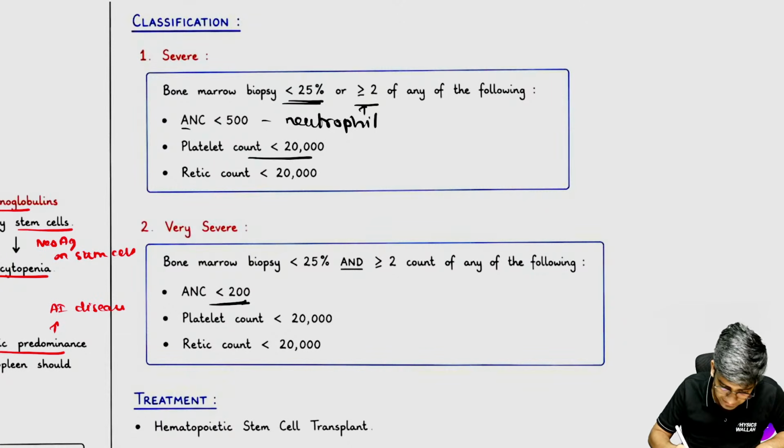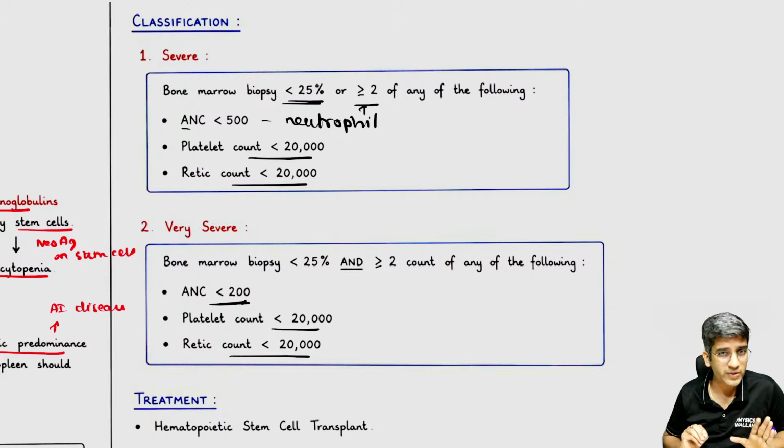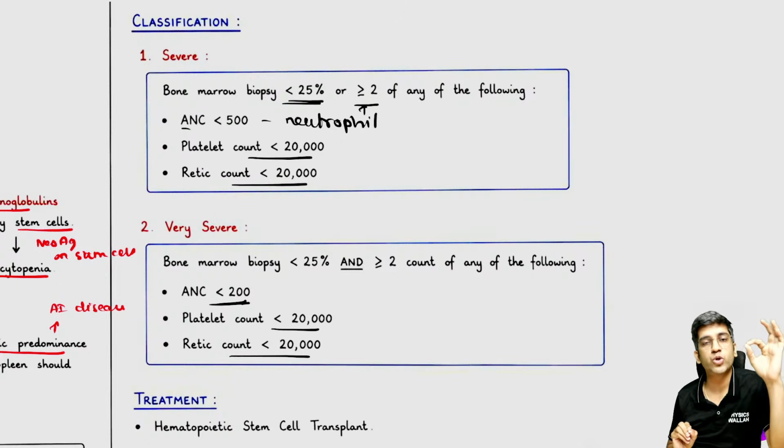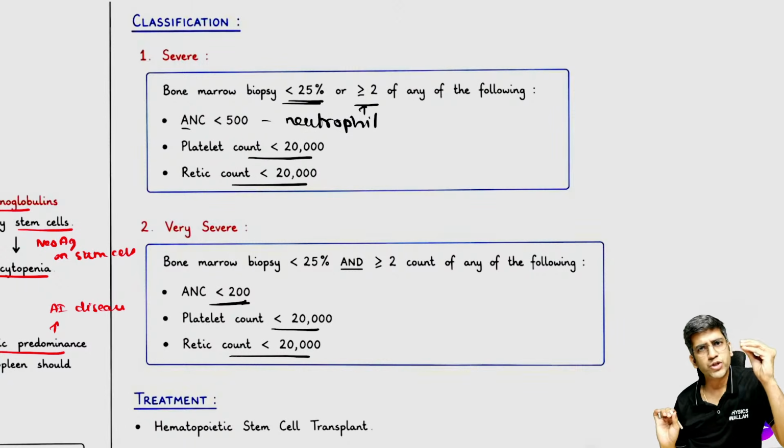Fine. Platelet count less than 20,000. Here also less than 20,000. Retic count less than 20,000. Here also less than 20,000. It's based on the absolute neutrophil count that I classify them into severe and very severe. Less than 200 very severe. Less than 500 severe aplastic anemia. Whatever may be the cause, we diagnose with bone marrow biopsy.